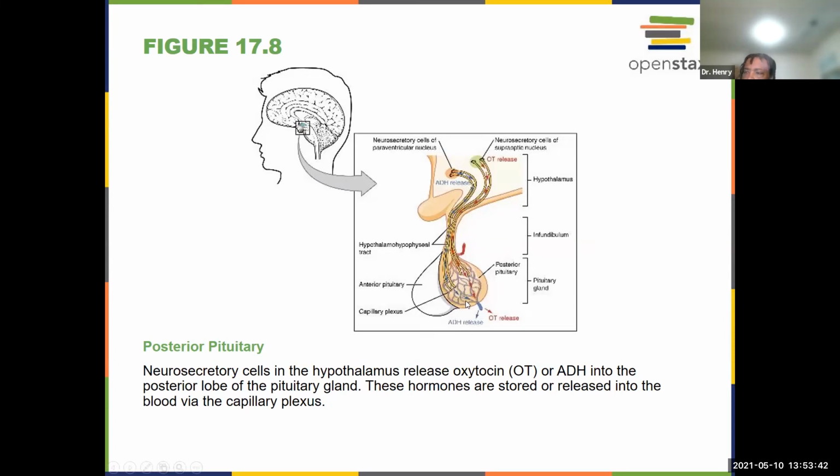Okay, and in the case of the ADH, it's going to be doing it through the paraventricular nucleus, and then the OT is going to be doing it through the supraoptic nucleus. The hormones are basically going to be stored, or they're going to be released into the bloodstream.